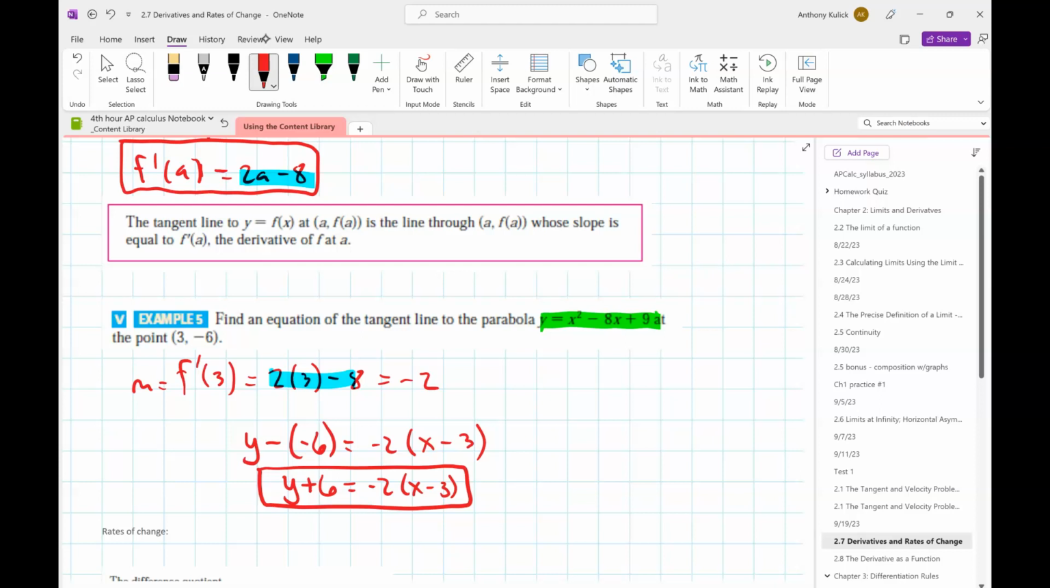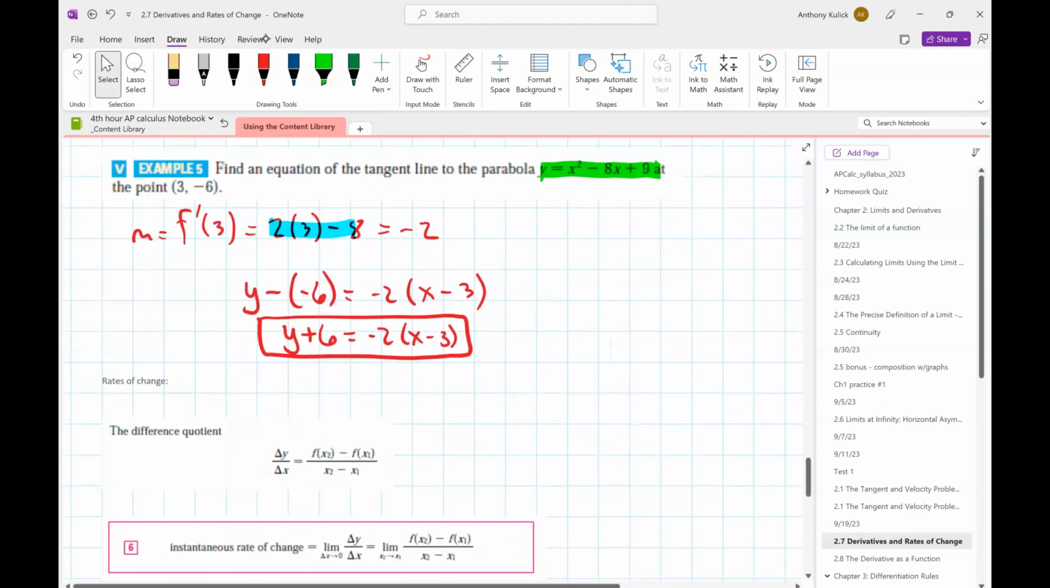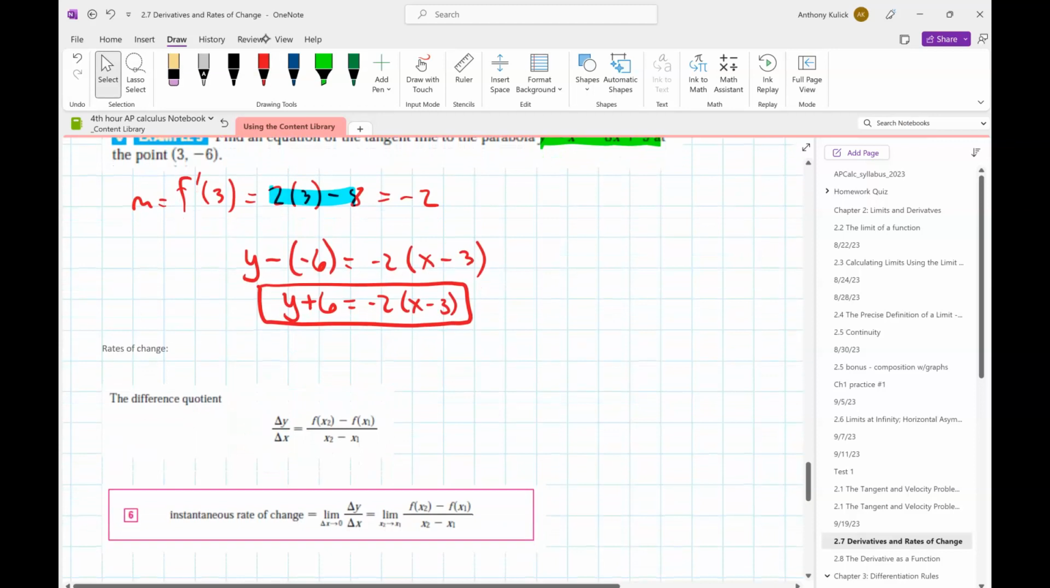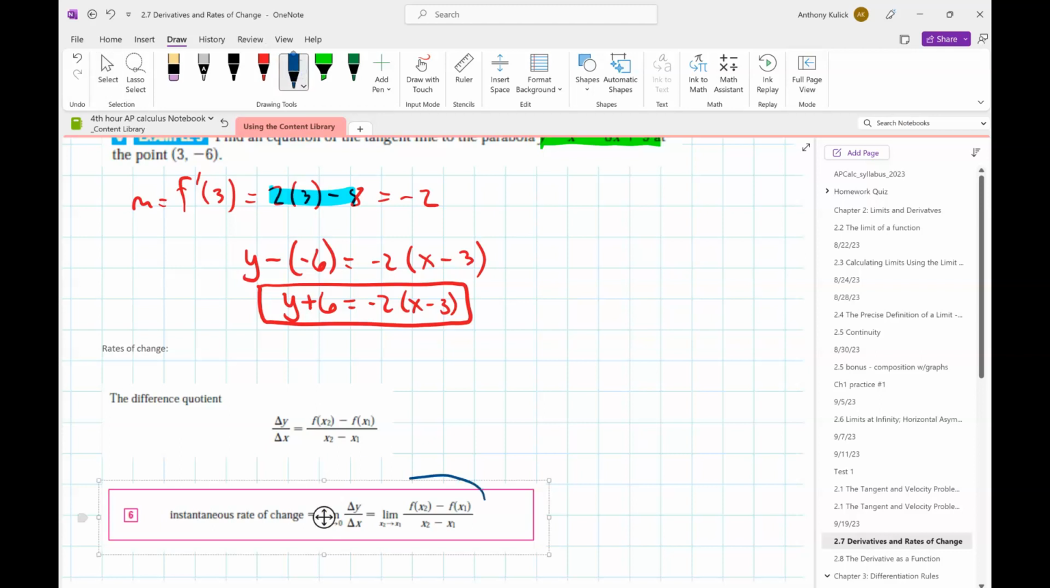So the other thing that we talked about in 2.1, other than just position and velocity, was rate of change in general, right? Remember, if I have some rate of change, change in y over change in x, that's just the slope: f of x2 minus f of x1 over x2 minus x1. If I want the instantaneous rate of change, it's the same idea, but it's the limit as x2 approaches x1 of f of x2 minus f of x1 over x2 minus x1.